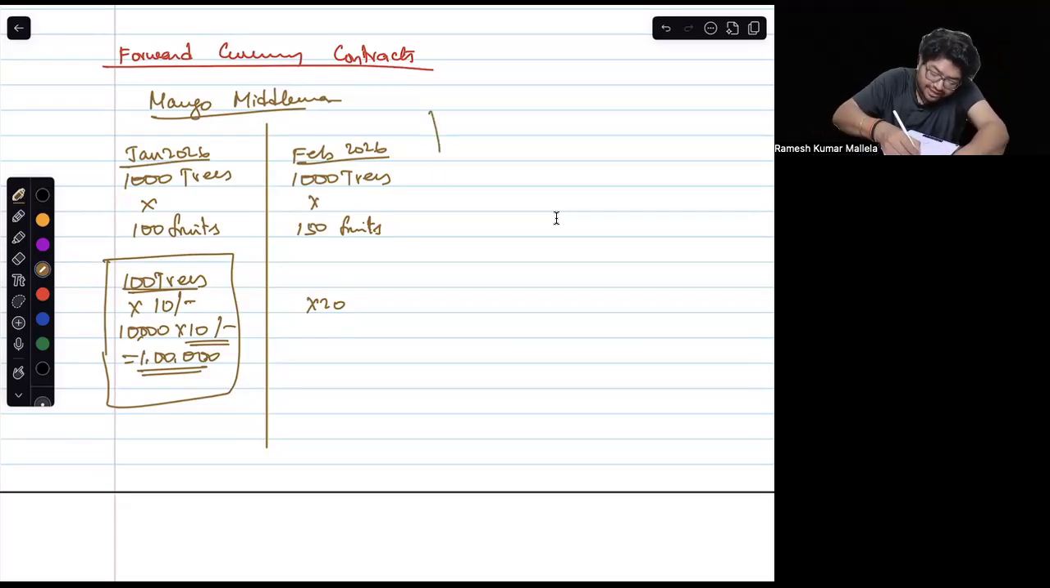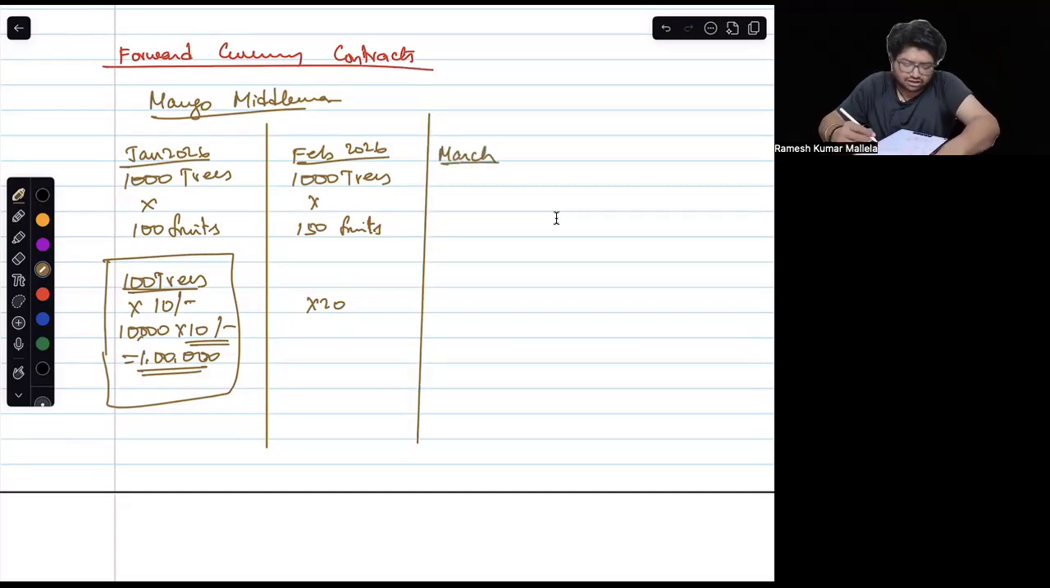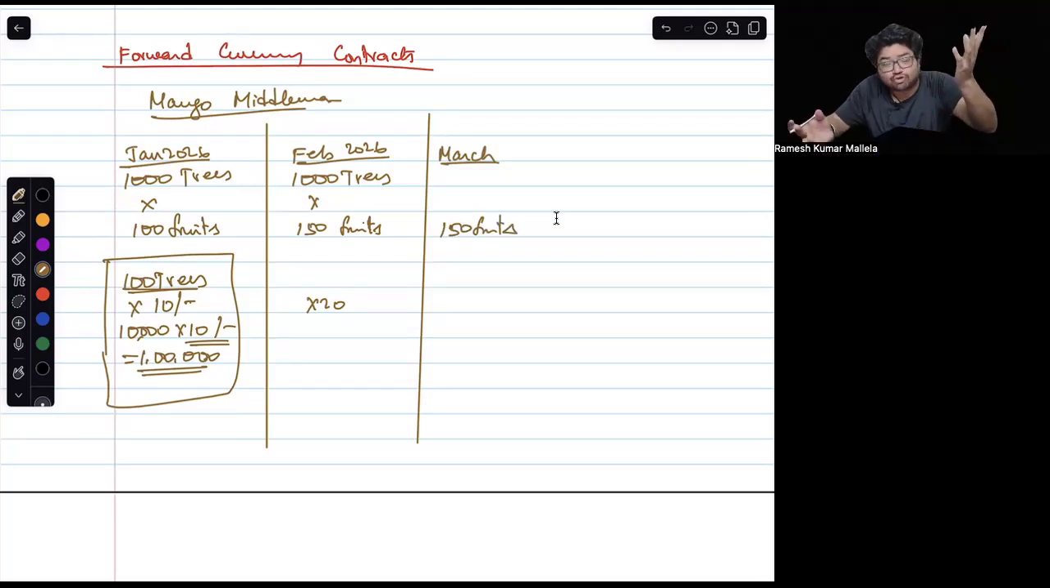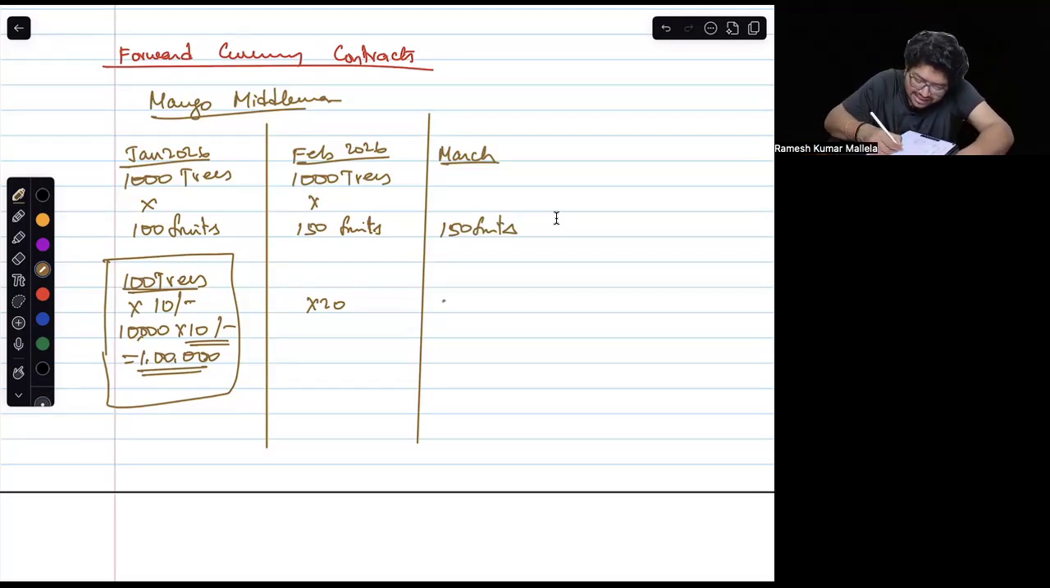Now, the same farmer, if I go to him in the month of March, what has happened? This 150 has become crystallized. He is able to see fruits in front of his eyes. He clearly knows that he can sell it for not less than 30 rupees per fruit. Now if I go to him and ask him to give for 10 rupees, will he give?